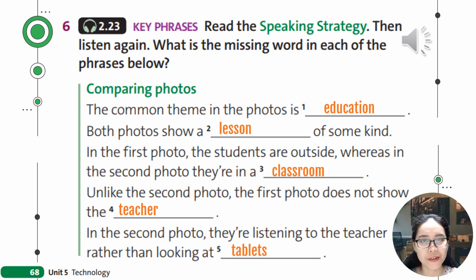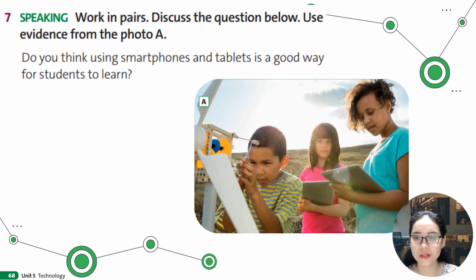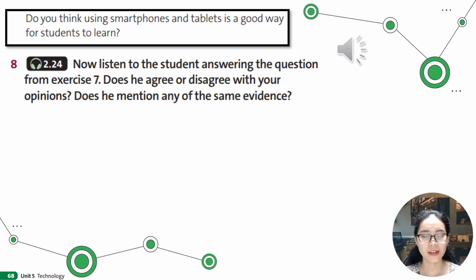Good job, everyone. Now let's move on to the discussion. Exercise 7. Use the evidence from photo A to discuss the question below. Do you think using smartphones and tablets is a good way for students to learn? Now let's listen to another student answering the question from exercise 7.